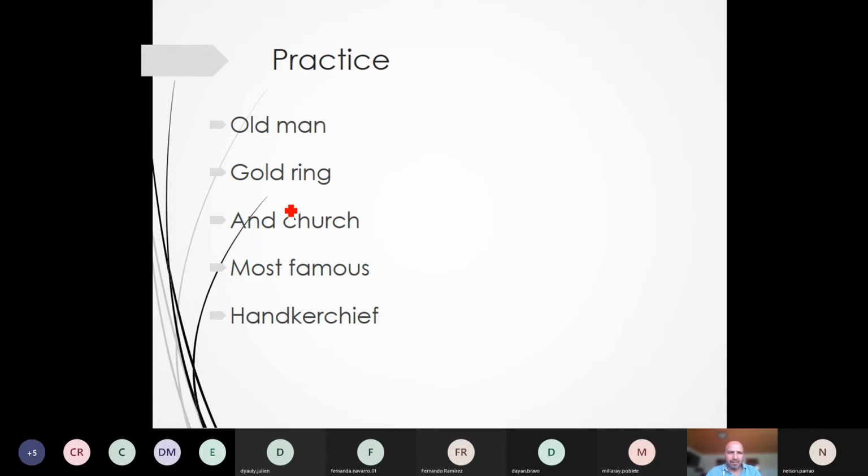I have 5 exercises, and I'm going to ask Valentina Negrete and William Gonzalez to take turns to read aloud these exercises. Valentina Negrete and William Gonzalez, are you available? I'm available, teacher. Perfect. Could you start, William, and Valentina, could you join? Okay. All right. Old man. If Valentina is not saying a word, you may continue, right? Okay. Old man, gold ring, and church, most famous, handkerchief.